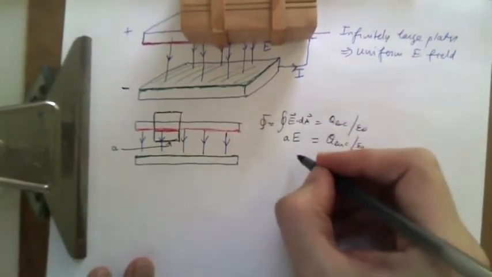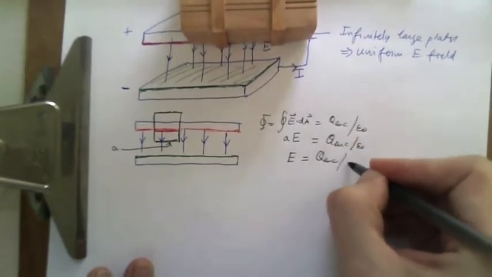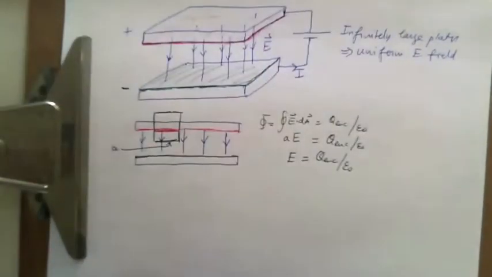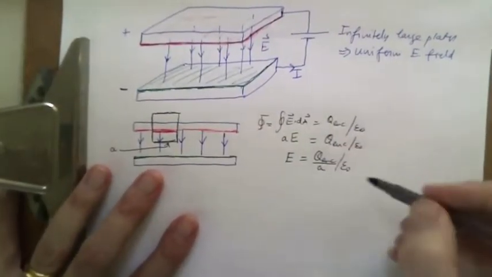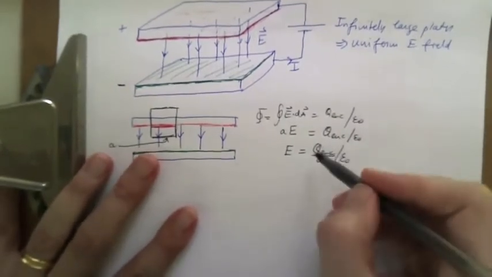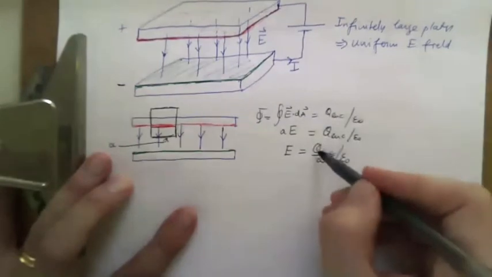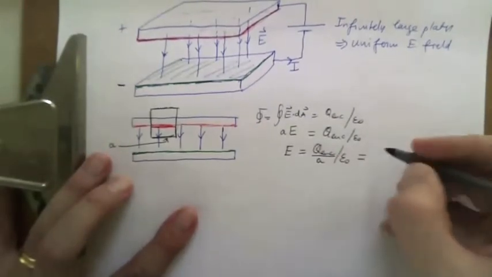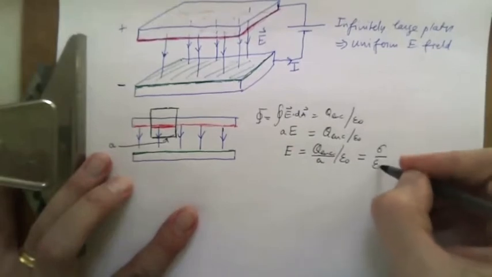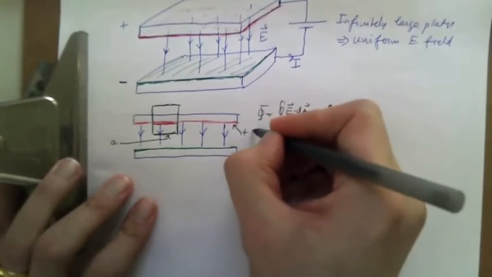Okay, so solve for E. E is Q enclosed over A over epsilon naught. So Q over A looks like surface charge density, right? This is coulombs, this is square meters. So we can rewrite this as sigma over epsilon naught. And that means that we're going to say this one has a plus sigma.